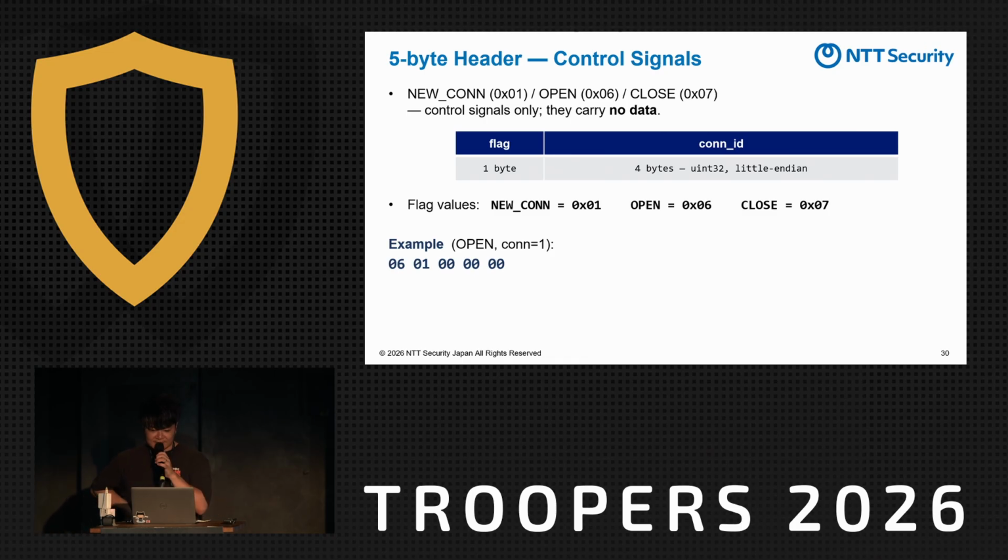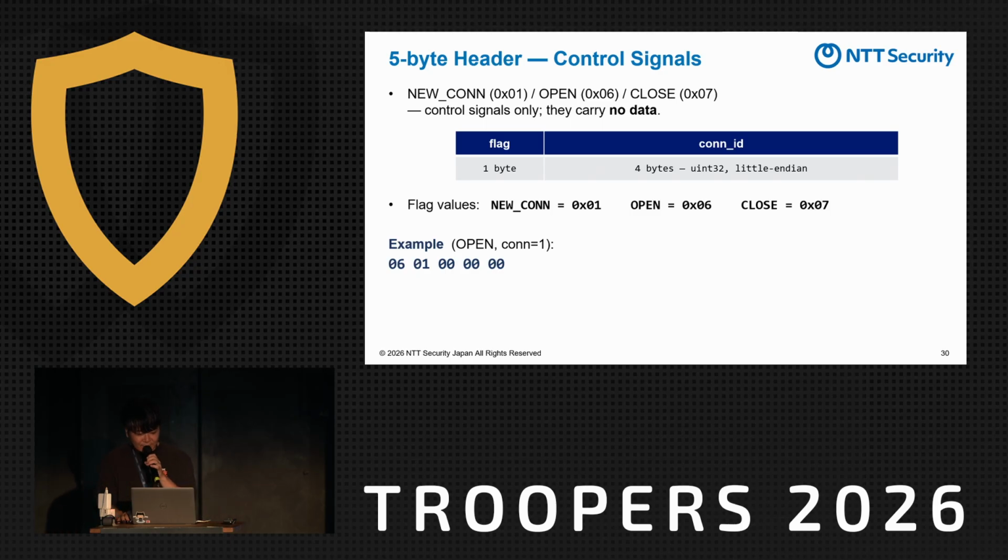And this slide explains the 5-byte header in the MUX protocol. This header is used exclusively for control signals, new connections, opens, and closes, and carries no payload data whatsoever. The header structure is 5 bytes total, a 1-byte flag at the front, followed by a 4-byte connection ID. And the flag values are: new connection, 0x01; open, 0x06; and close, 0x07.